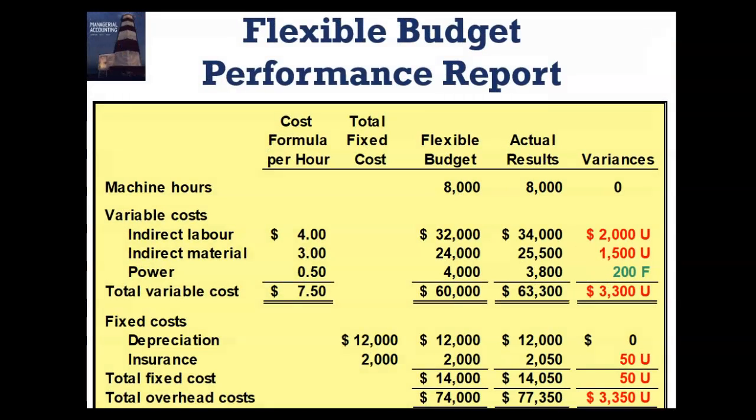What else? Our indirect material budget was 24. We actually spent 25.5. That's unfavorable as well. We spent more money on indirect material than we should have. Well, that's different than the static comparison, right? Our power was 4,000 on the budget. Actual was 38. That one's good. We saved $200. But overall, our variance was 3,300 unfavorable. So that's a better picture of how we're doing controlling costs.